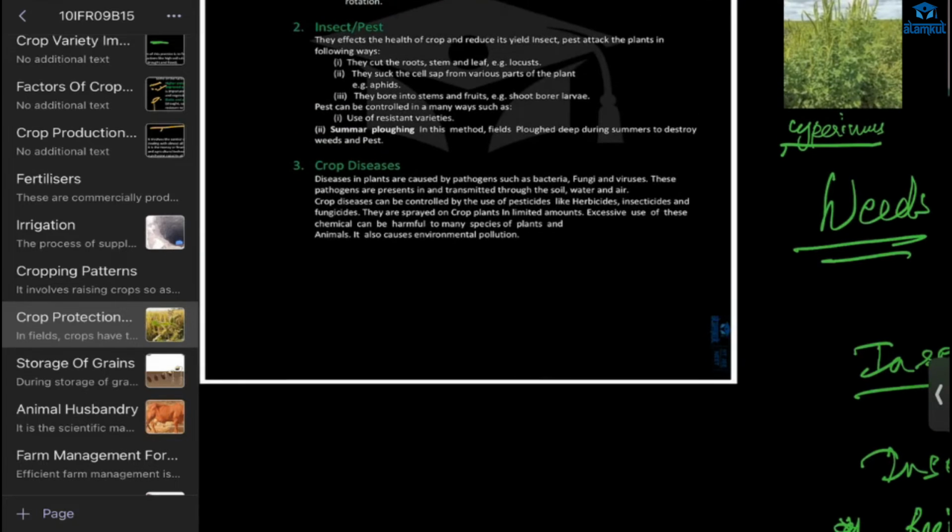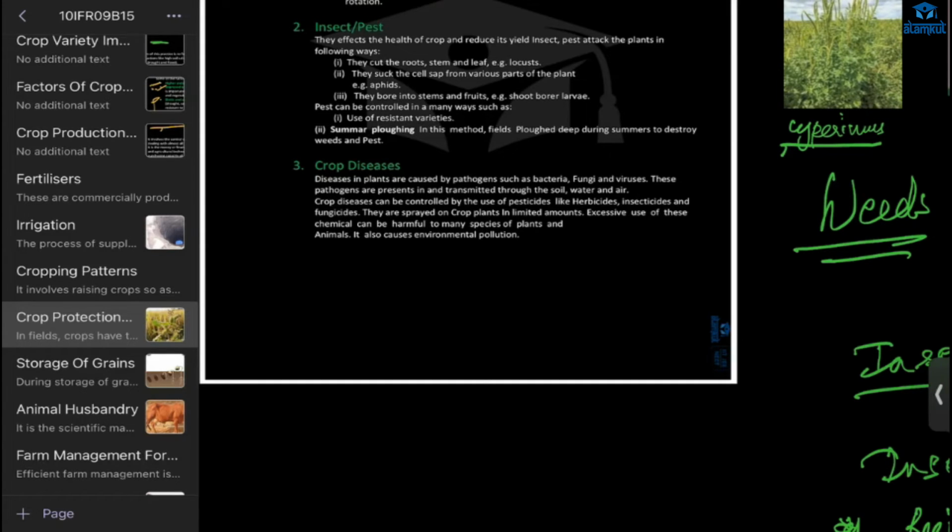Okay. Next, crop diseases. Ma'am, I don't know. Yes, it's just like a regular disease, like in humans. Crops are also affected by diseases. They are affected by bacteria, fungi, and viruses. All these things affect the plants and cause diseases.